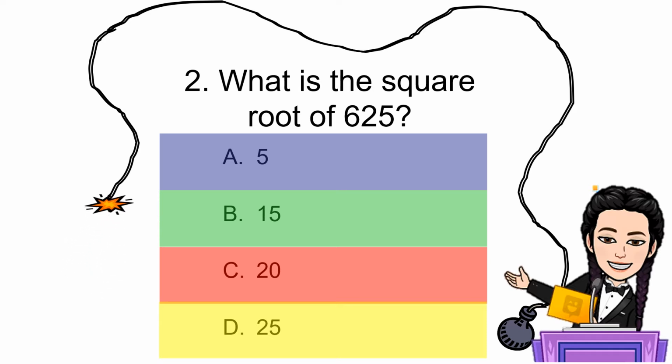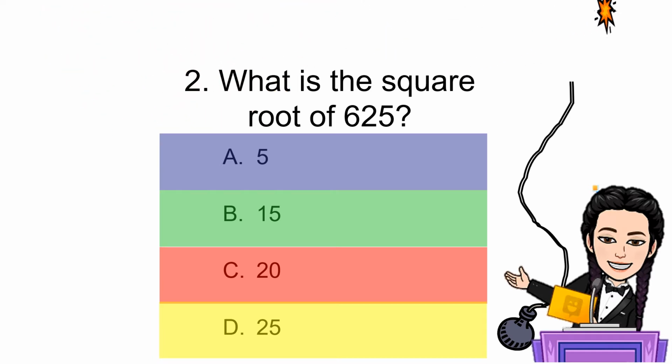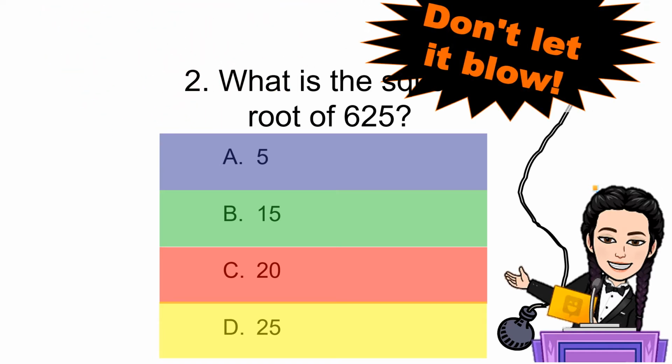Next, what is the square root of 625? A, 5, B, 15, C, 20, or D, 25?